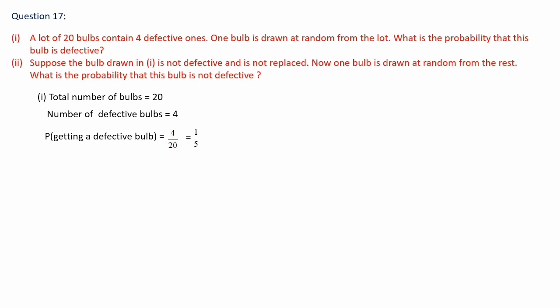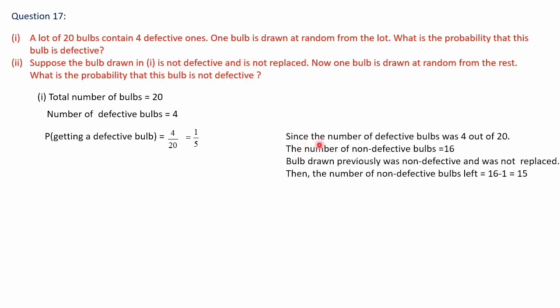Next, the second part. Suppose the bulb drawn in (i) is not defective and is not replaced. You have taken one bulb in the first part, and in the second part it is given that it is not defective, meaning a good one. One good bulb you are getting, and it is not replaced, meaning you have taken that bulb away. Now one bulb is drawn at random from the rest. So the balance is only 19 bulbs. And what is the probability that this bulb is not defective? That is the question. So a little bit of thinking we need to do here.